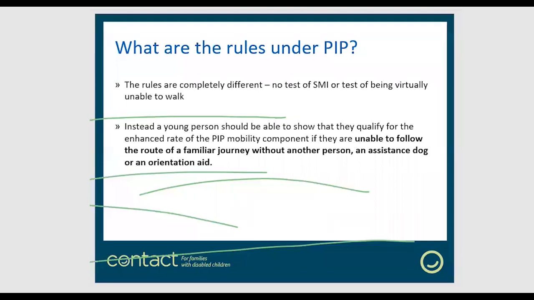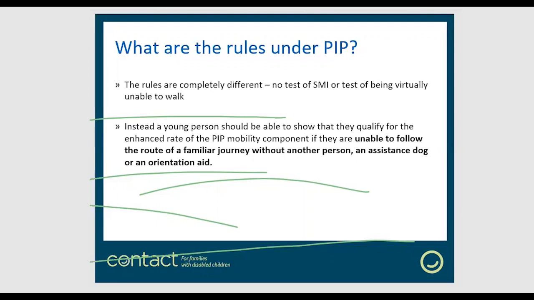They have their own test, which is in a lot of ways much more streamlined and much simpler. So under PIP, which is personal independence payment, a young person should qualify for the enhanced rate of mobility if they can show that they're unable to follow the route of a familiar journey without another person, an assistance dog, or an orientation aid. So that's really the test.